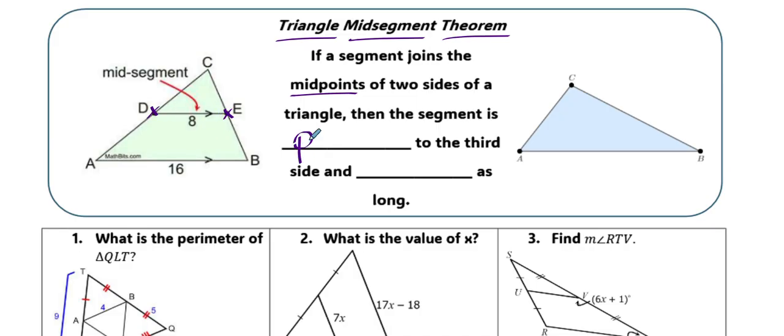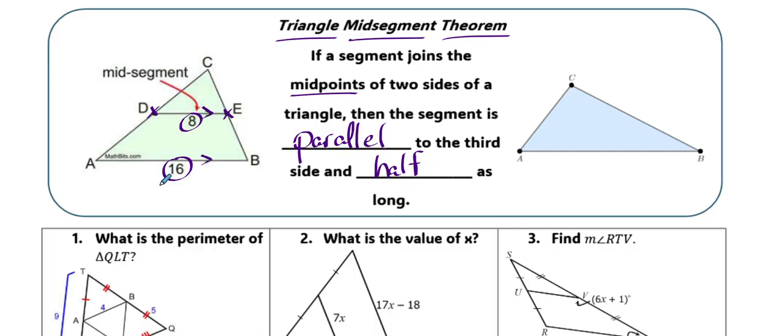That segment is parallel to the third side, and it's half as long. So this side is parallel to the third side, the one that's not intersecting with, and it's half as long. 8 is half of 16.